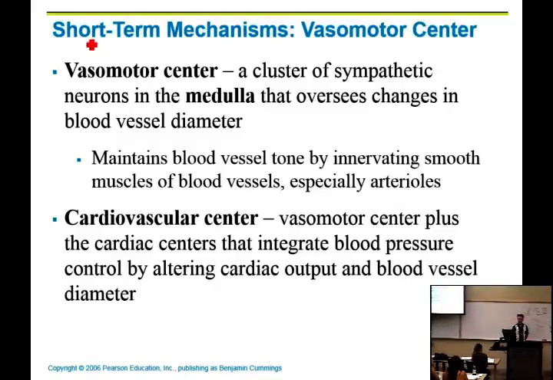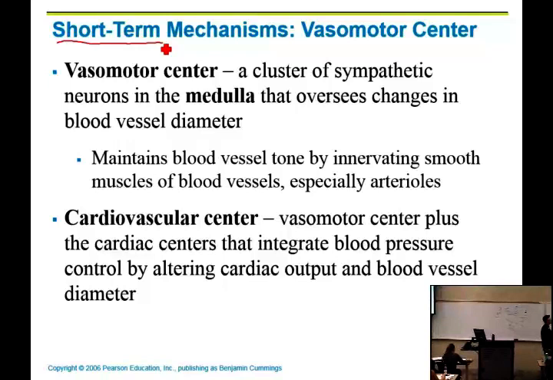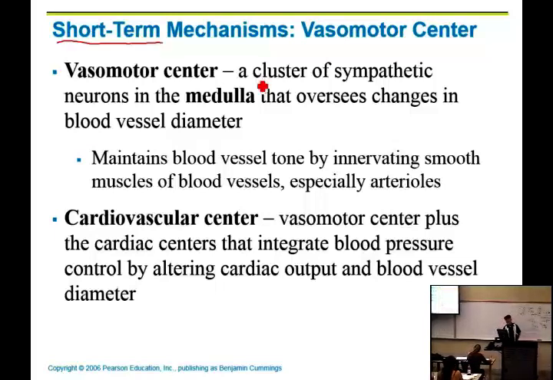Okay, so if we look at some of these neural short-term controls, what we find is, okay, where in the brain are we helping to control, or what aspects of the brain and the nervous system are we using to help control blood flow and blood pressure, etc.? So, one of the main places of the brain is the medulla. Now this is actually the medulla oblongata.